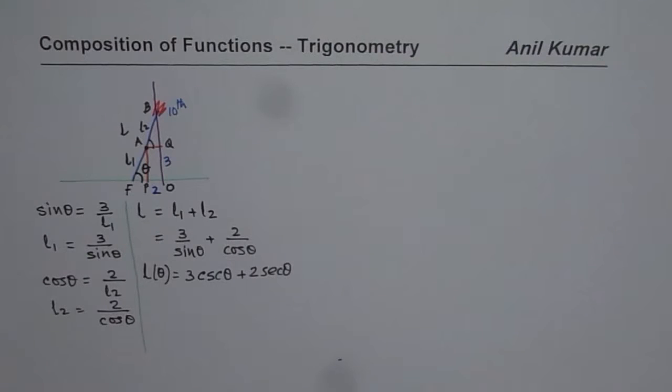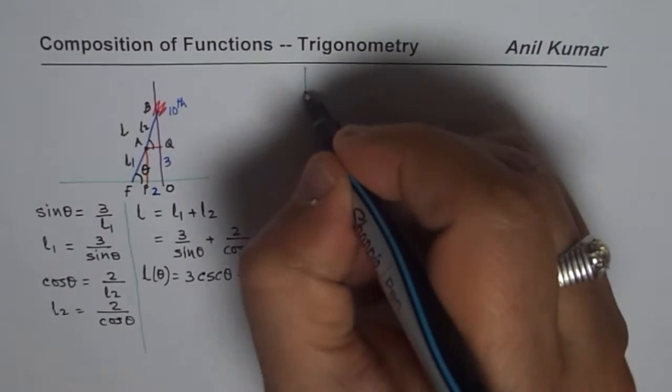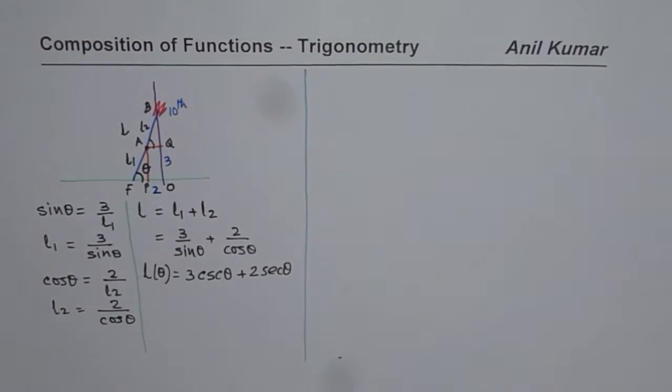In this case, we are interested in the minimum length of the ladder using calculus or other techniques, which you will soon learn, right? But the idea here is first to get an equation in one variable, and this time that happens to be the angle. And since an angle is involved, we have a trigonometric equation, right? So that is how we can use trigonometry to solve real life situations.